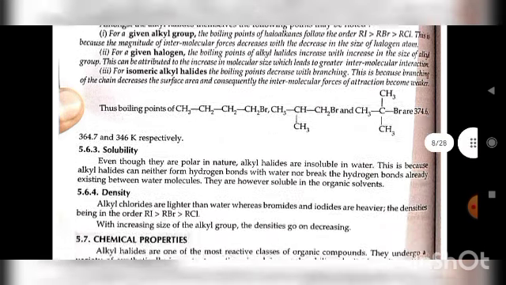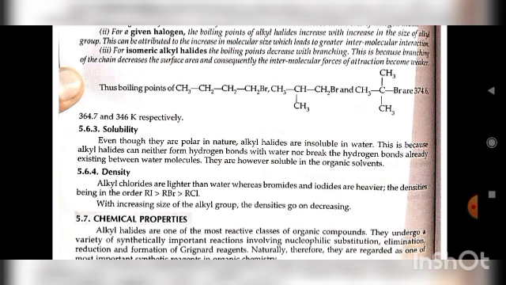For a given halogen, the boiling point of alkyl halides increases with increase in the size of the alkyl group. This can be attributed to the increase in molecular size, which leads to greater intermolecular interactions. For isomeric alkyl halides, the boiling point decreases with branching. This is because branching of the chain decreases the surface area and consequently the intermolecular forces of attraction become weaker.